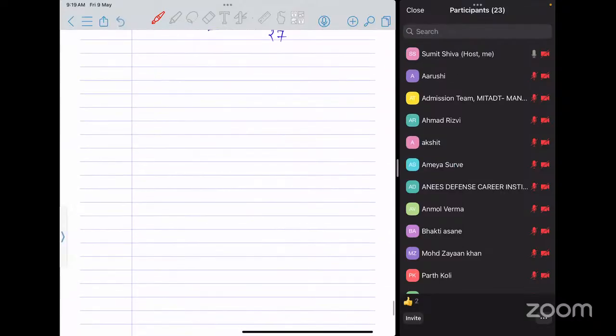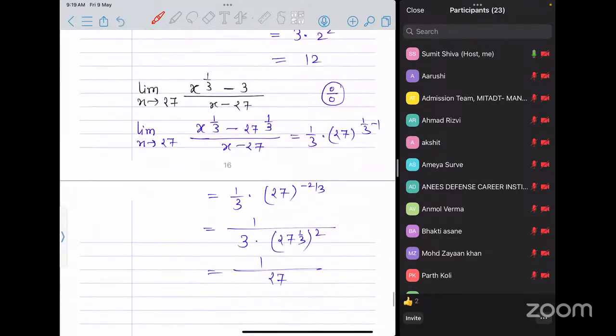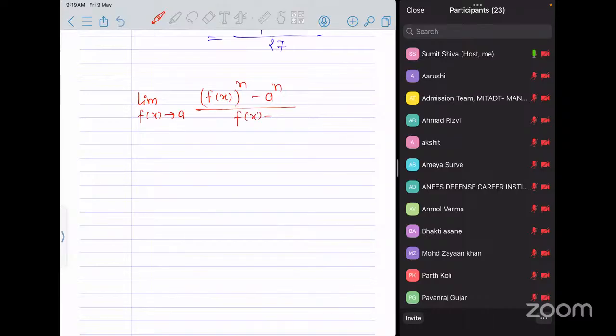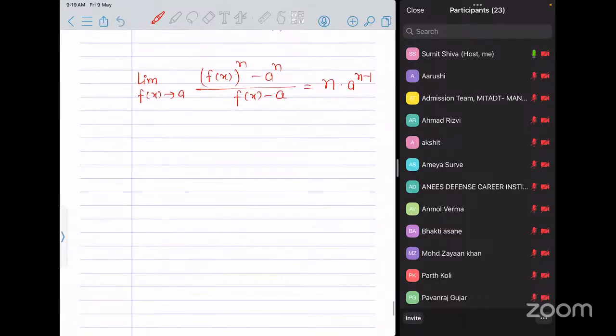Understood, sir. The same standard form can also be given in this way. Let's say we have the limit f of x tending to a of f of x raised to power n minus a raised to power n divided by f of x minus a. In that case also the answer will be n into a raised to power n minus 1, which means the question may also be framed in this way.